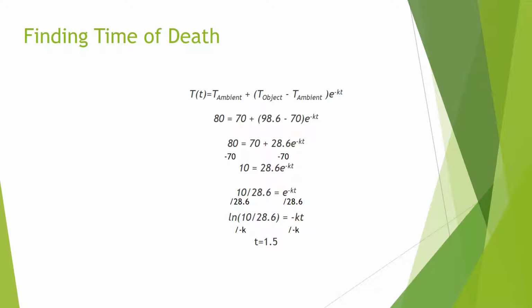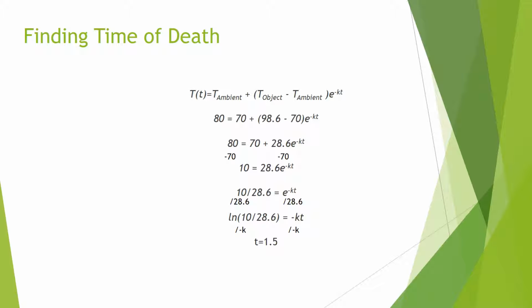Now that we have solved for k, we can determine what the time of death was. So we know that the initial temperature of the body was 98.6 because that is the temperature of a living body. And then the body was discovered at 6 p.m. to be 80 degrees. So our initial temperature is going to be 98.6 and our final temperature will be 80 this time. Since we do not know the time, we will not put in anything for t because that is what we are solving for.